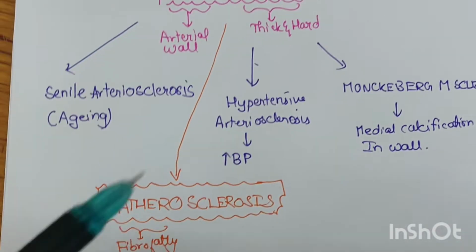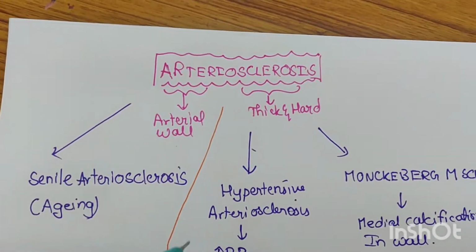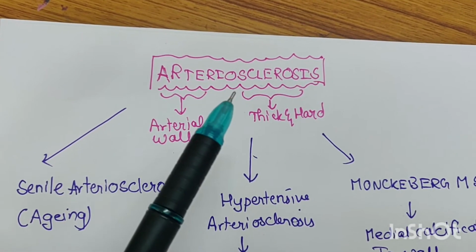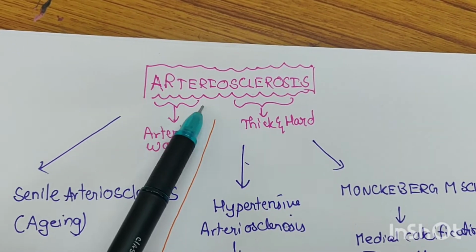So this video is about atherosclerosis. Now, atherosclerosis is a category of arteriosclerosis. So what does arteriosclerosis mean? The name indicates that sclerosis means thickening and hardening of the arterial wall.